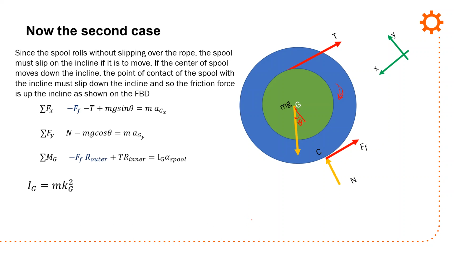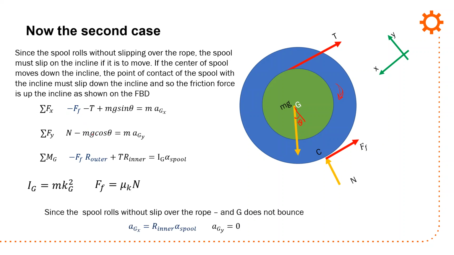Those terms that are going to change are the force of friction here. I have this term which goes differently, and the force of friction is mu k N still. I have all of the same terms here, so really the only thing that's changed is these two terms right here.